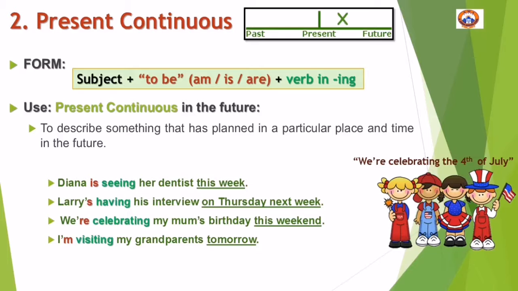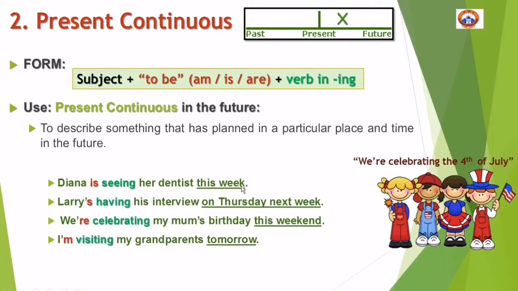To describe something that has been planned in a particular place and time in the future. Like what? We are celebrating the 4th of July. We have a particular time here in the future. Diana is seeing her dentist this week. Larry's having his interview on Thursday next week. We are celebrating my mom's birthday this weekend.